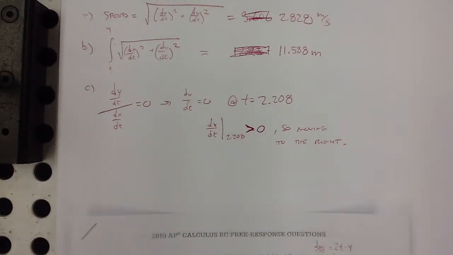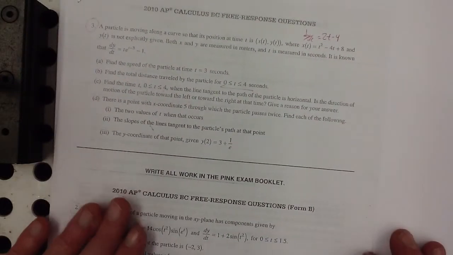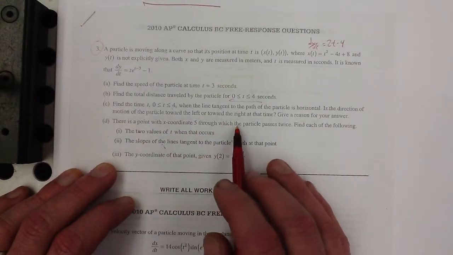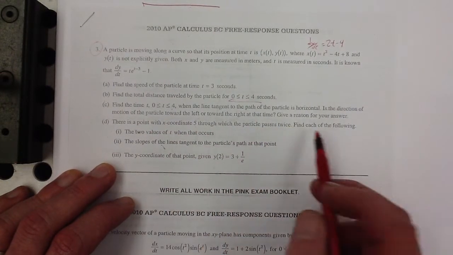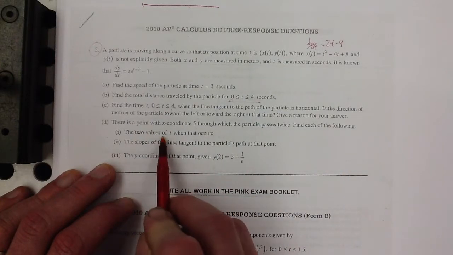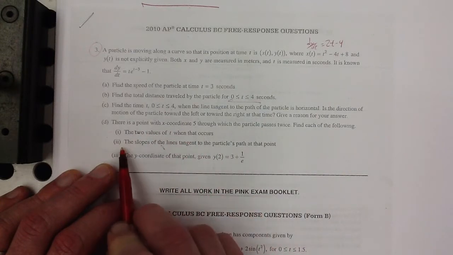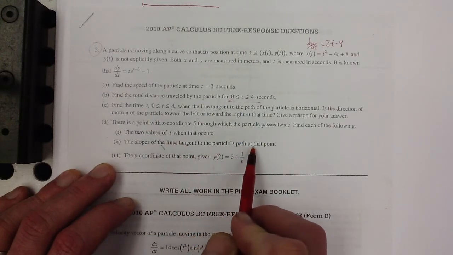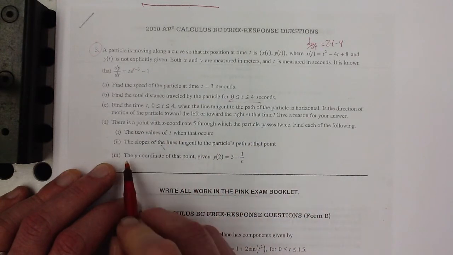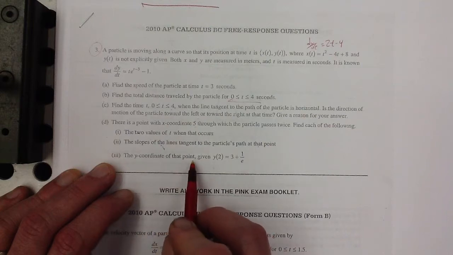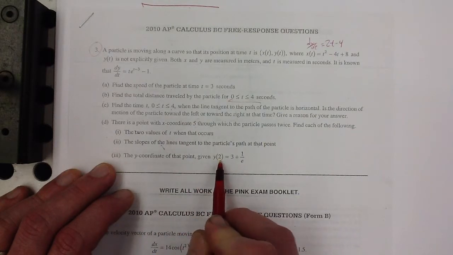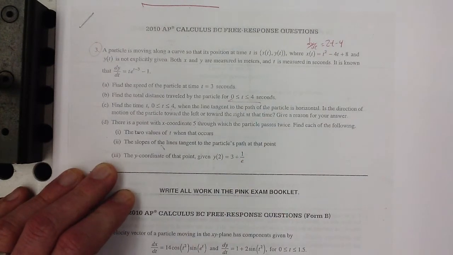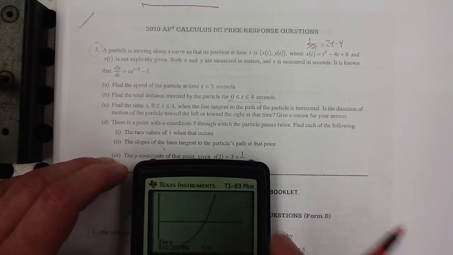All right. And last part. There is a point with x-coordinate 5 through which the particle passes twice. Find each of the following: the two values of t when that occurs, and the slopes of the lines tangent to the particle's path at that point, and the y-coordinate of that point, given that y of 2 is equal to 3 plus 1 over e. All right, let's take those one at a time.